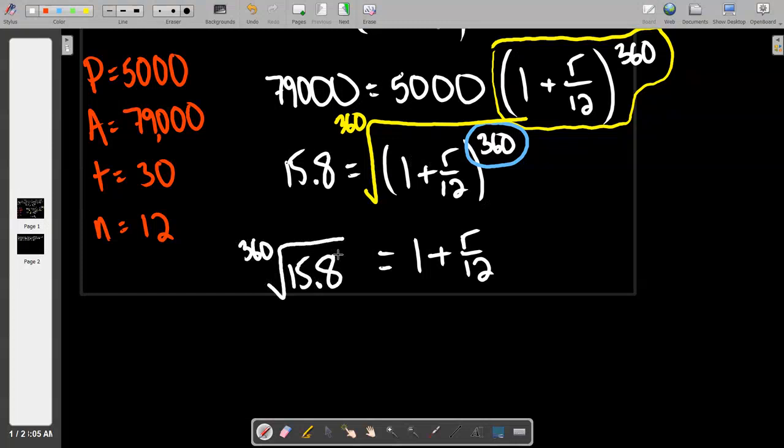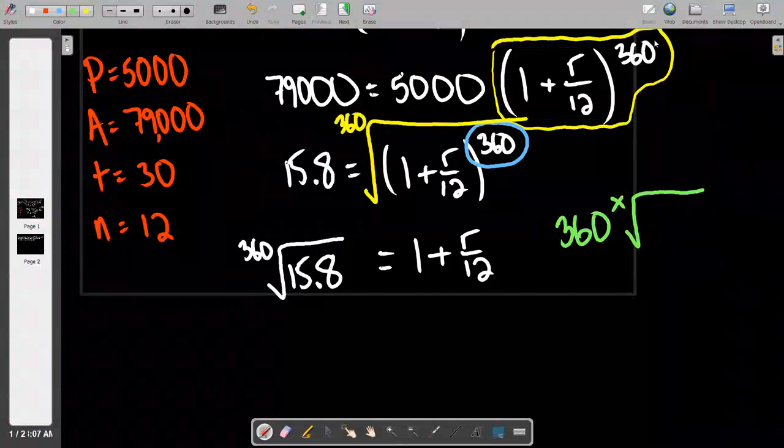I mean, think about that. The math gods are asking you, not me, the math gods are asking you, what number would you have to raise to the 360th power to make 15.8? Yeah, I don't know. And so somewhere on your calculator, depending on what model you have, there's a button that looks like this. And I'll, again, pause here and give everyone a chance to find that, because I don't want to waste video time on this.